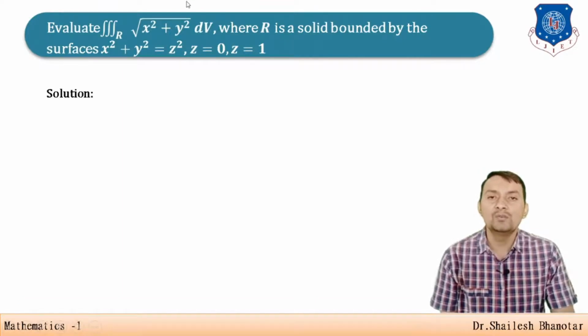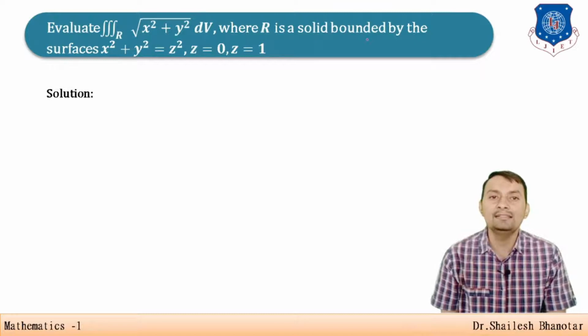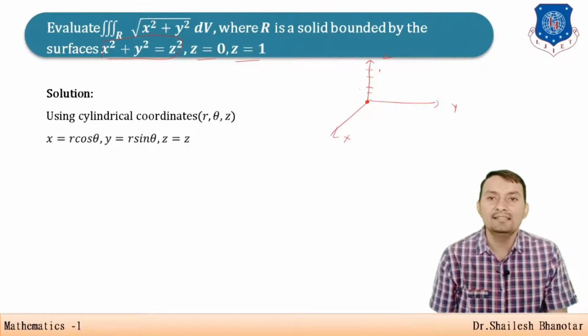Triple integration over the region R of square root of x square plus y square dv, where R is a solid bounded by the surface x square plus y square is equal to z square, z is equal to 0 and z is equal to 1. So this is the x axis, y and z. When I consider this region, x square plus y square is equal to 0, so it will be like here. But x square plus y square is equal to 1 when the height z is equal to 1.